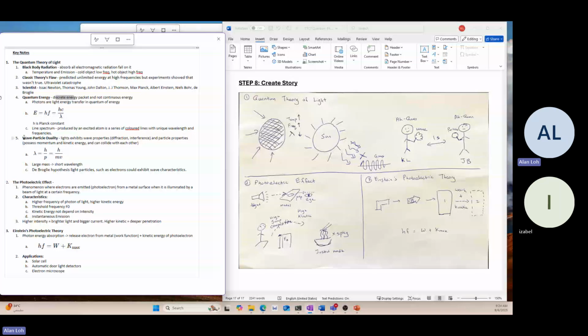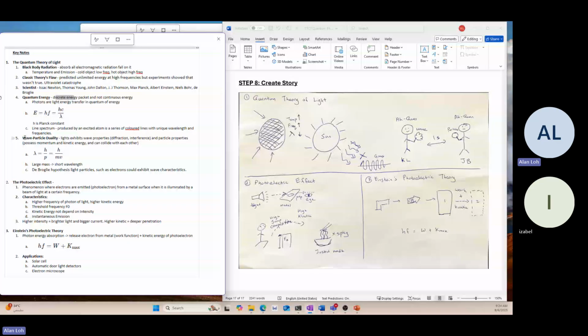Right? Wave-particle duality. So that is drawer number 1. It's a story of the glowing sun and the grass and the quantum, which is quantum energy, their quantum journey from KL to JB. So let's close drawer number 1 and let's open drawer number 2 and see the story.